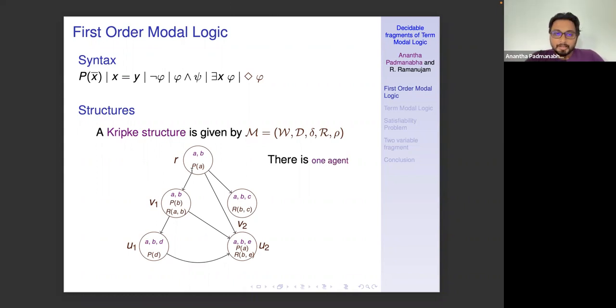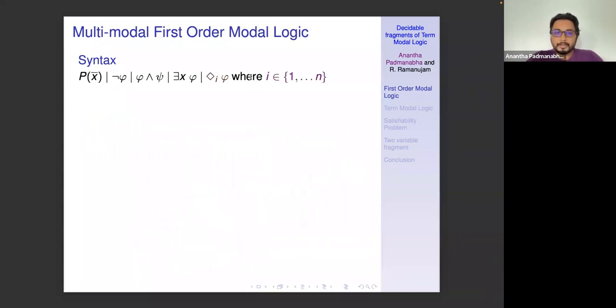Now, note that in this particular setting, if you think of diamond and box as agents, there is only one agent, right? Very naturally, we can extend this to a multimodal setting where, if you think of modalities as agents, there are n agents. The only change is that there is an index for this modal operator, so for every agent, there is a diamond i and a corresponding box i operator.